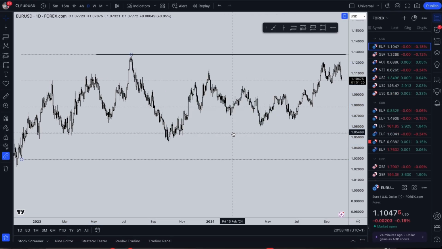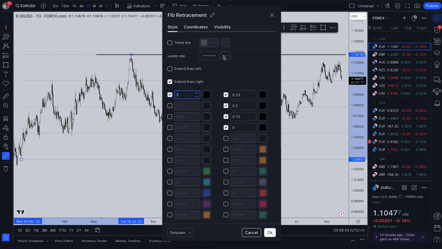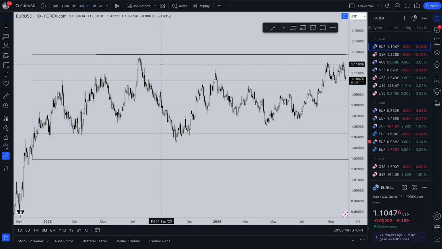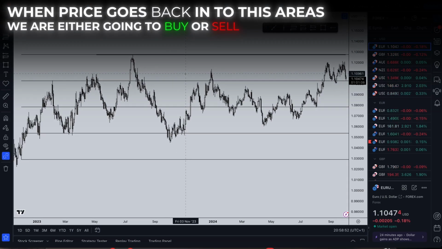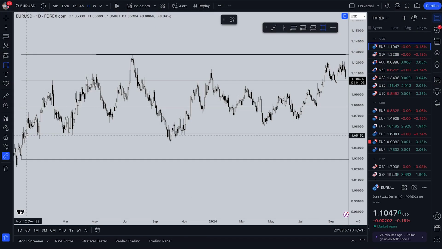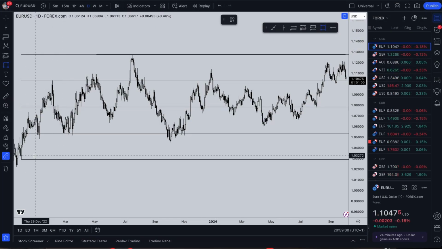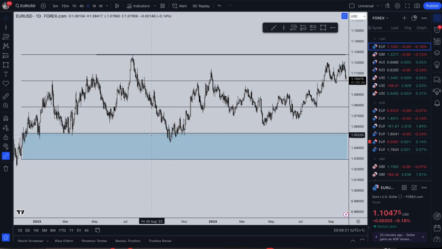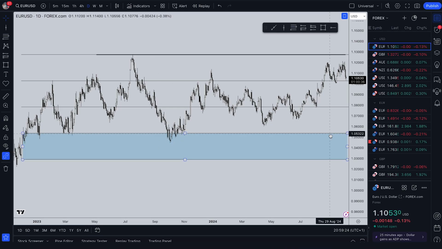And what this will give us is 3 different areas. I'll turn these into lines so they're easier, which we are going to use: when price goes back into these areas, we're either going to buy or sell. And it's as simple as this. What we find at a range low is we have a lot of demand. We have a lot of buyers willing and able to transfer their dollars into the euro in this area here between 1.05 and 1.029. This is our demand zone.